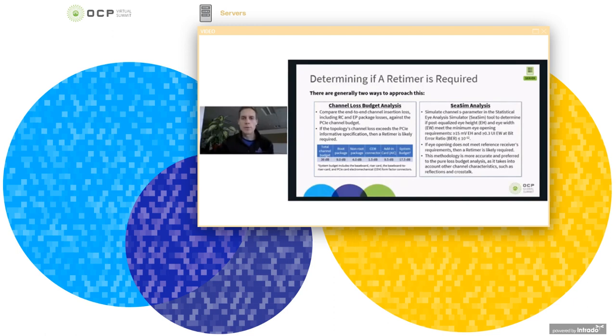The other approach is to do a CSIM analysis. CSIM is a statistical eye analysis simulator. It's not a bit-by-bit simulator. It's a statistical simulator, but it's more thorough than just simply adding up dB loss at Nyquist figures. And that would be recommended, especially if you have S parameters for your particular topology.